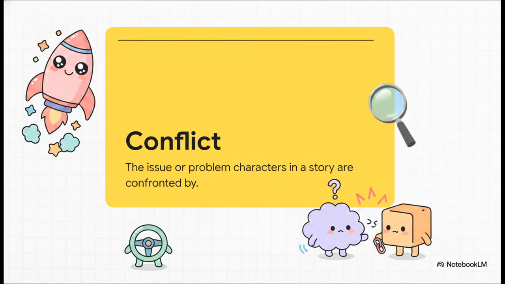Next up is conflict. This is the issue or problem your characters are confronted by. Without it, you really have no story, just a bunch of people standing around agreeing with each other. So, the crucial point is this. If theme is the destination you want your audience to arrive at, conflict is the engine that actually drives them there. Your entire narrative is structured around how your characters face this one central problem.